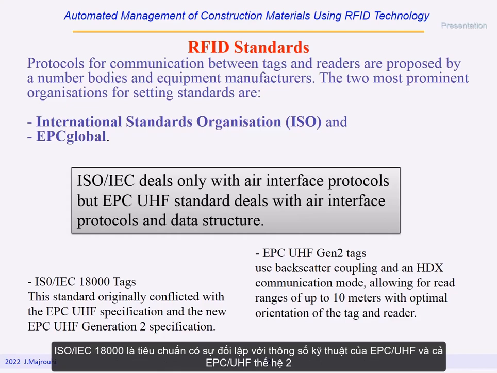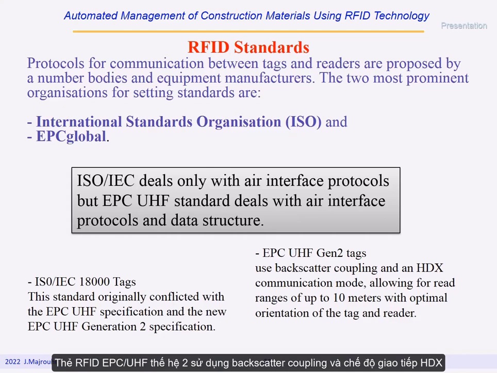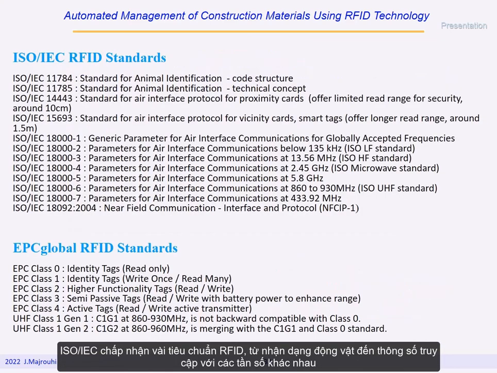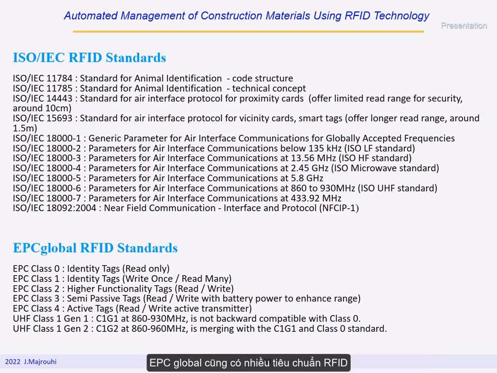ISO/IEC 18000 tags. This standard originally conflicted with the EPC UHF specification and the new EPC UHF Generation 2 specification. EPC UHF Gen 2 tags use backscatter coupling and an HDX communication mode, allowing for read range of up to 10 meters with optimal orientation of the tag and reader. ISO/IEC approved several RFID standards, from animal identification to air interface communication parameters in different frequencies. Also, EPC Global have various types of RFID standards.